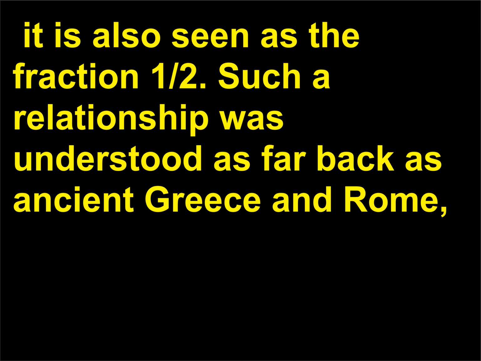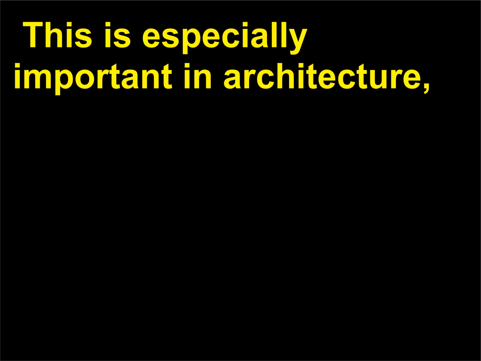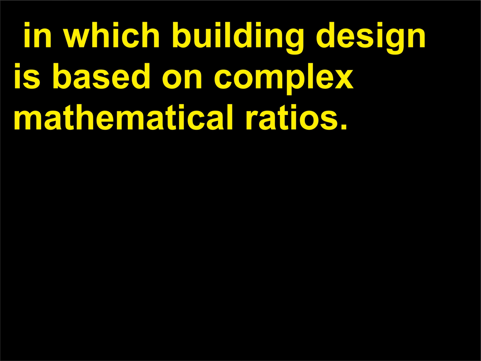Such a relationship was understood as far back as ancient Greece and Rome, when people used mathematics to give structure and aesthetics to buildings. This is especially important in architecture, in which building design is based on complex mathematical ratios.